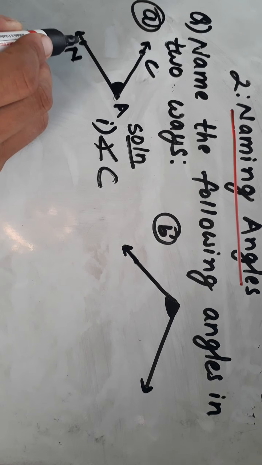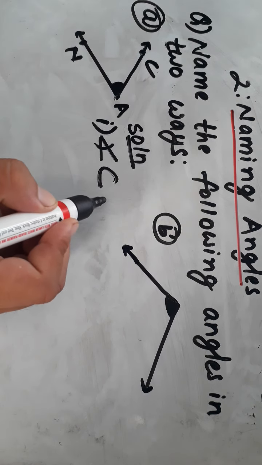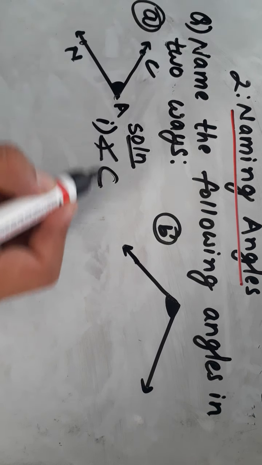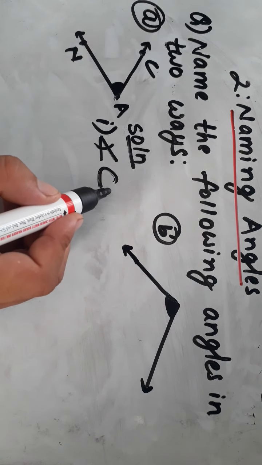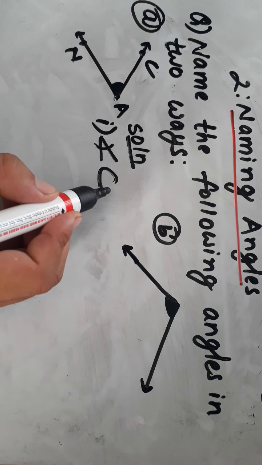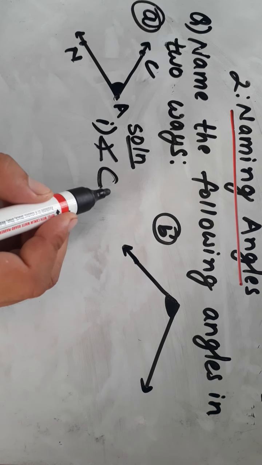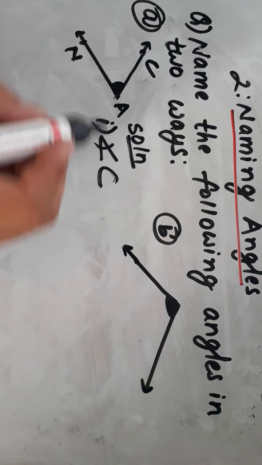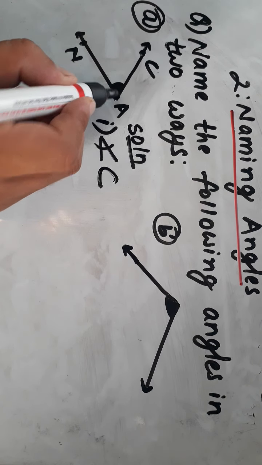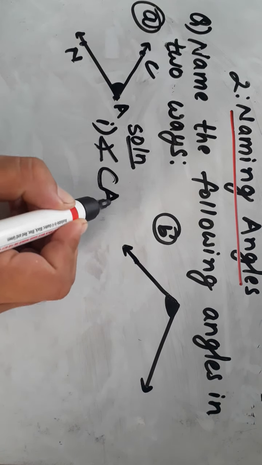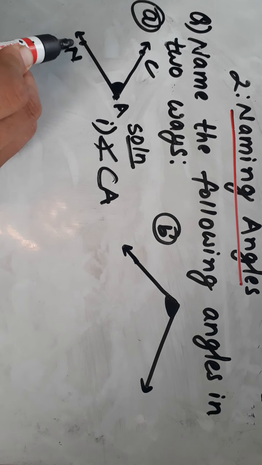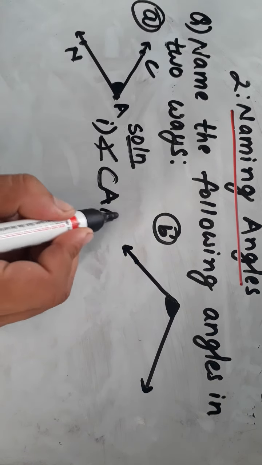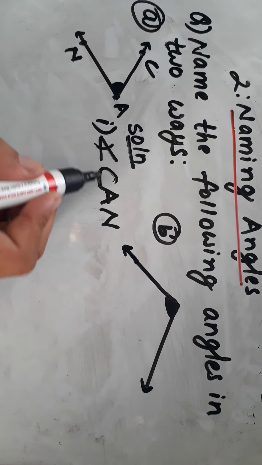You are not supposed to write N here, because if you write N in the middle it will be wrong. So always in the middle there will be the vertex. Here our vertex is A, so we will write A, angle CA. Now at last N, angle CAN.